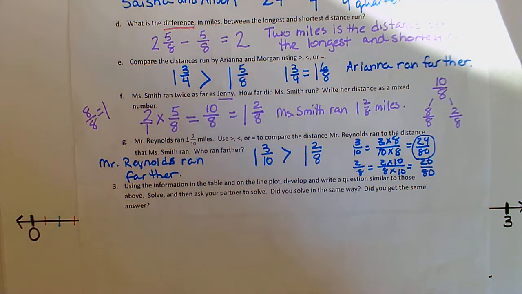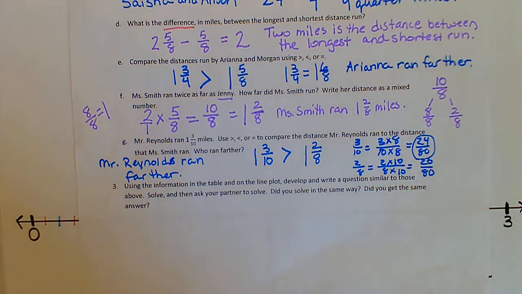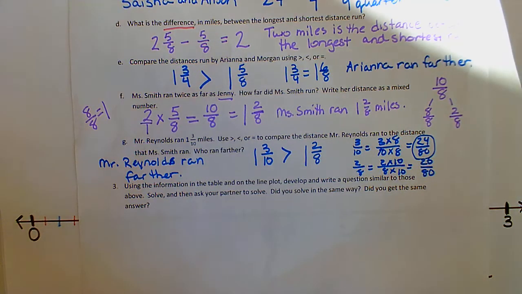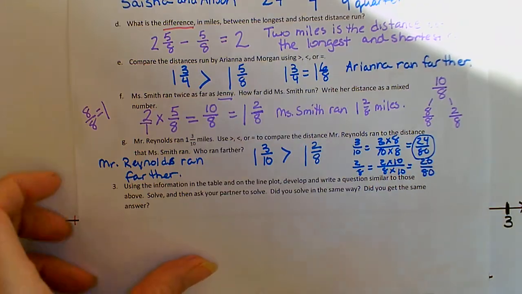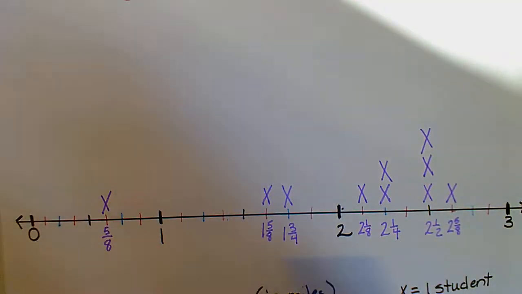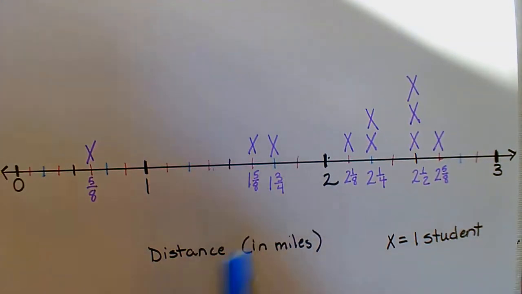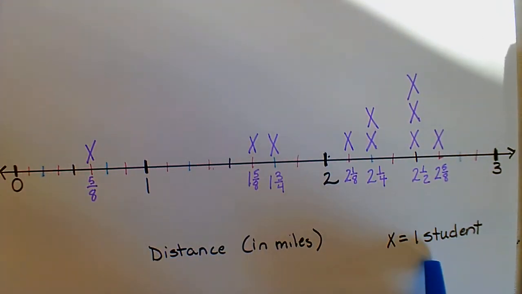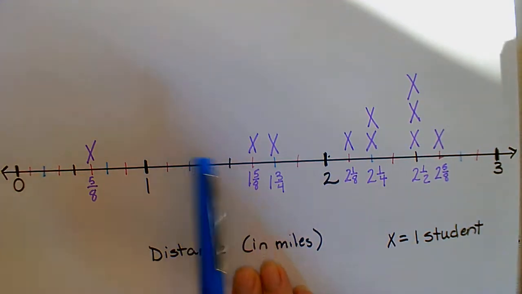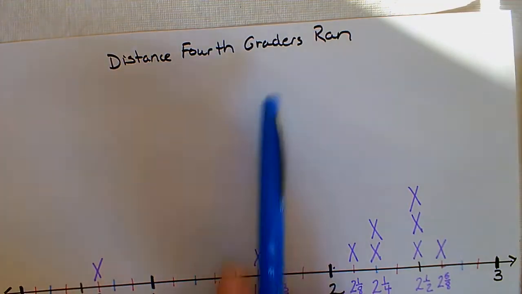Okay, so that's it, class. So just really quickly, I want to remind you that when you are doing one of these line plots, you have to make sure to first figure out what your endpoints are, mark them off. Don't forget to label what you're showing. In this case, it was distance in miles. Don't forget to have a key. What does each X represent? And make sure that you title your line plot.